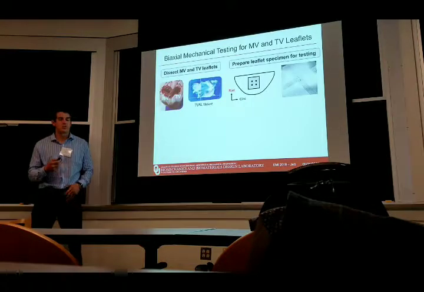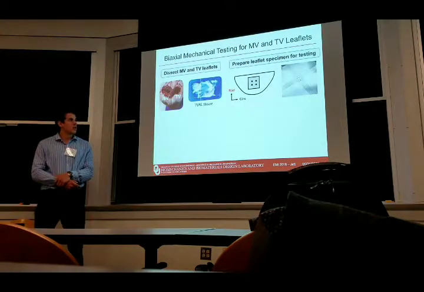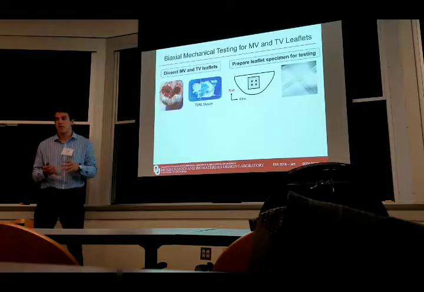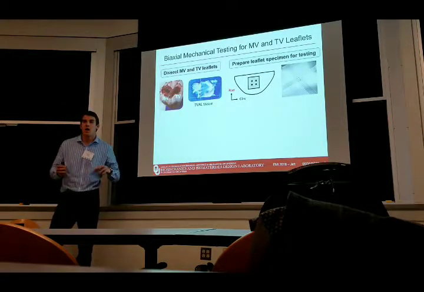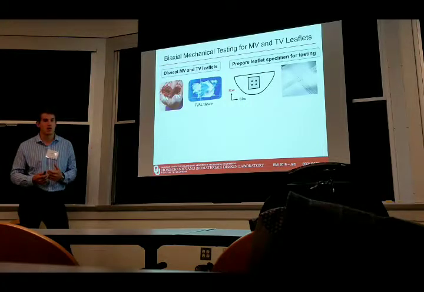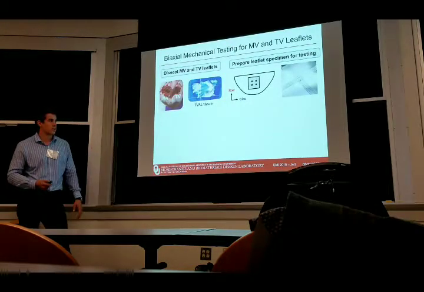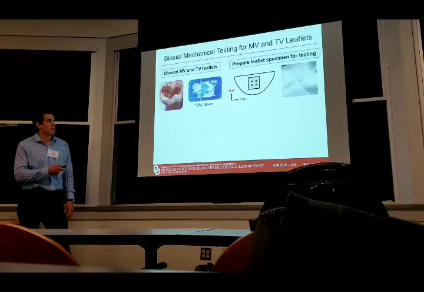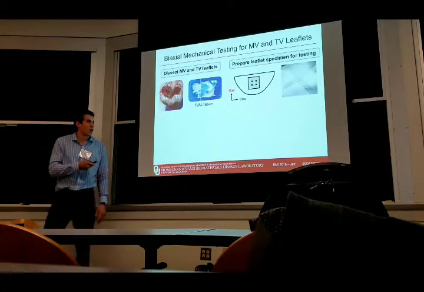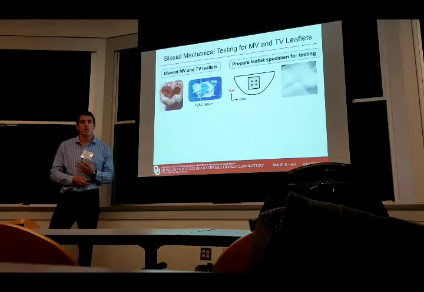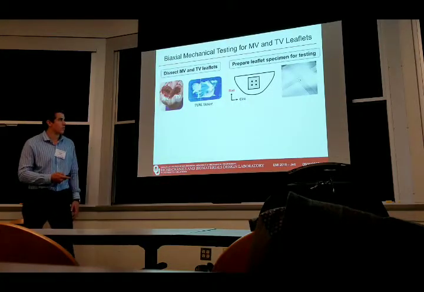And our next step is to prepare the leaflet specimen for testing. So in that process, we make sure to clarify this radial and circumferential direction. You'll hear me say anisotropic a lot later, and what that means is a directionally dependent response. So these leaflets have that anisotropic property. So we make sure to clarify the radial and circumferential directions, and then we mount it onto our tester and apply these 4 fiducial markers.